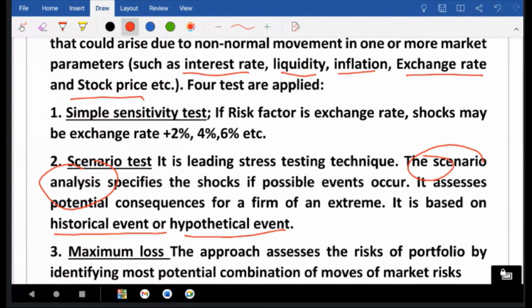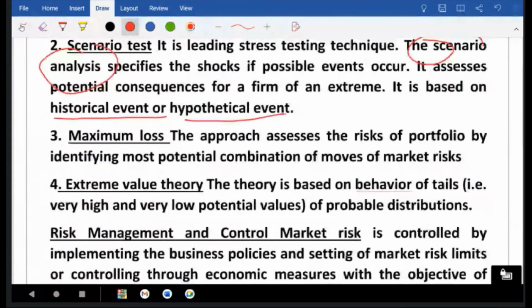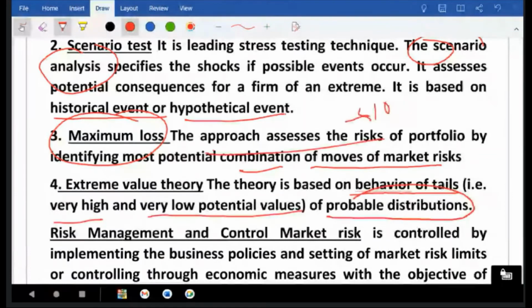Okay, next is the maximum loss. The approach assesses the risk of a portfolio by identifying the most potential combination of moves of the market. That means how much loss you can incur, the maximum loss. And then extreme value theory. The theory is based on the behavior of the tail, that is, the very high and very low potential values. Suppose you are incurring the 10 crore loss, then how much loss, very high and very low, is probable. So we make the probability distribution curve. You might have seen it like this. In that we take the extreme values. So this is called extreme value theory.